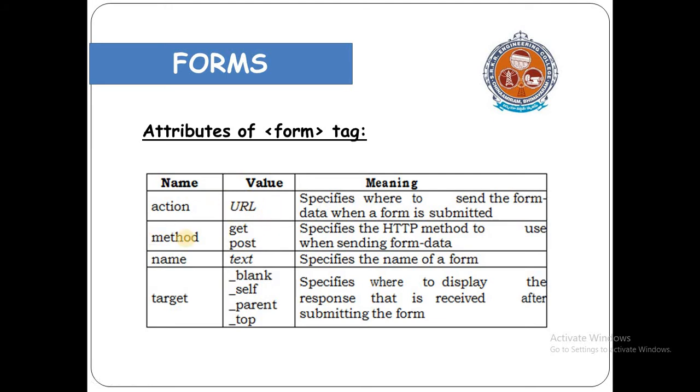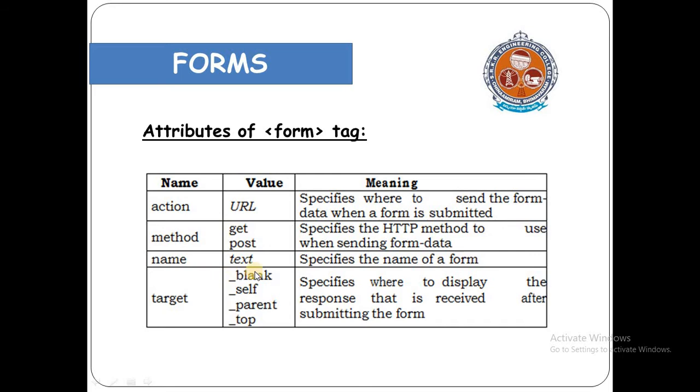The next important attribute is method. It is very useful for sending and receiving data. It is one of the HTTP methods. For retrieving data from the server we use the get method. Suppose we want to send information, we use the post method. It is important when we want to connect through a server.